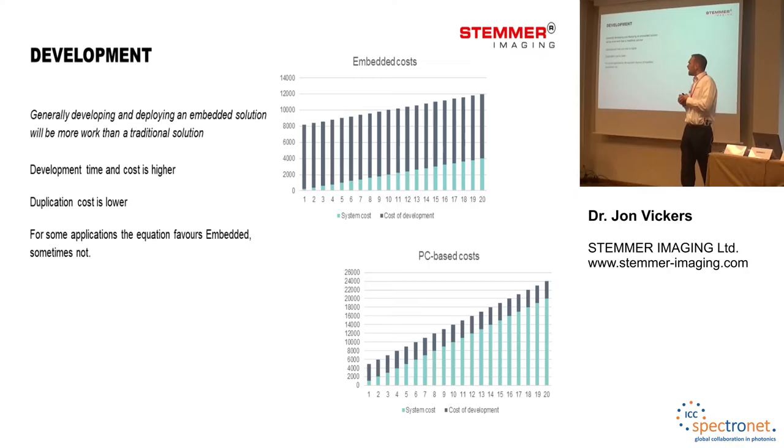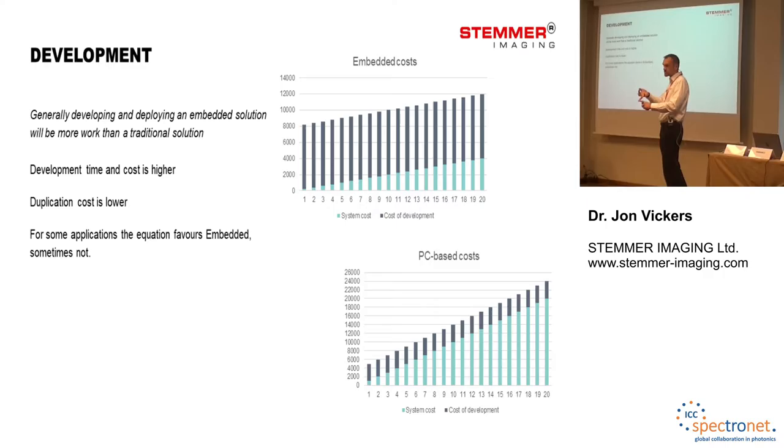So this is what we mean. You've maybe got an idea from the last slide that we're talking about PCs relatively easy and embedded relatively difficult. What this means is that developing and employing an embedded solution will be more work than a traditional PC-based solution, for most people at least. This means development time and cost is higher. But cost per system is lower, duplication cost much lower.